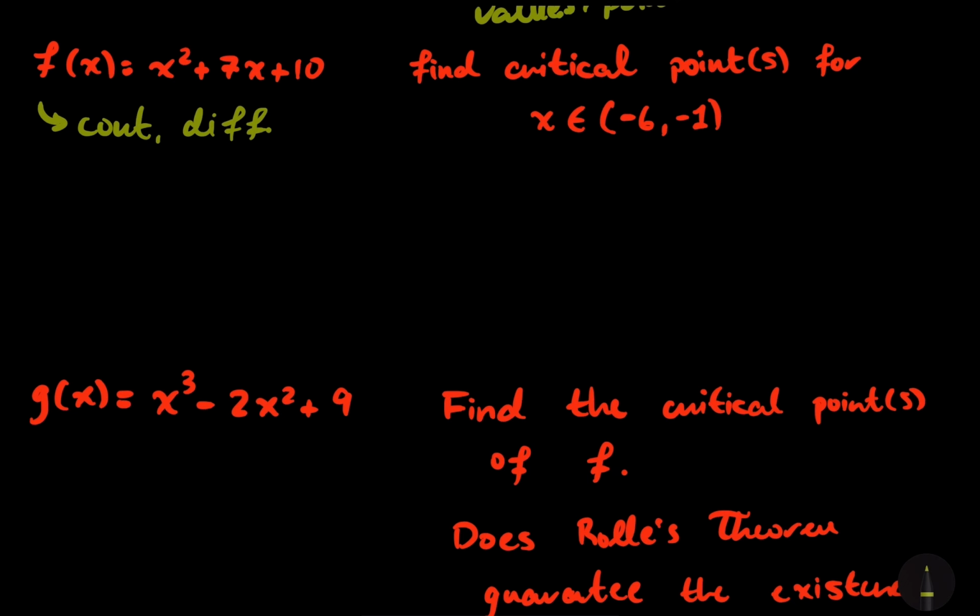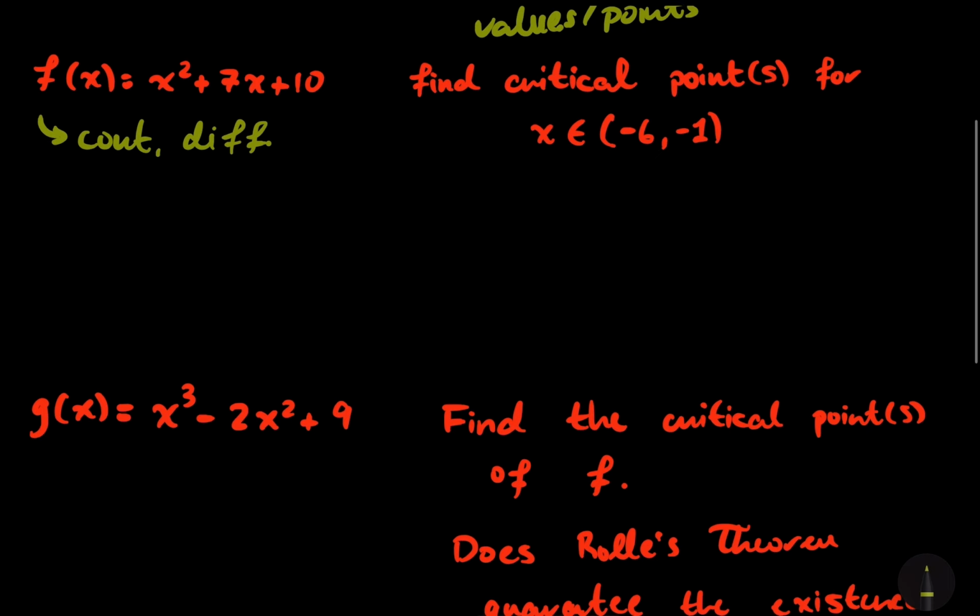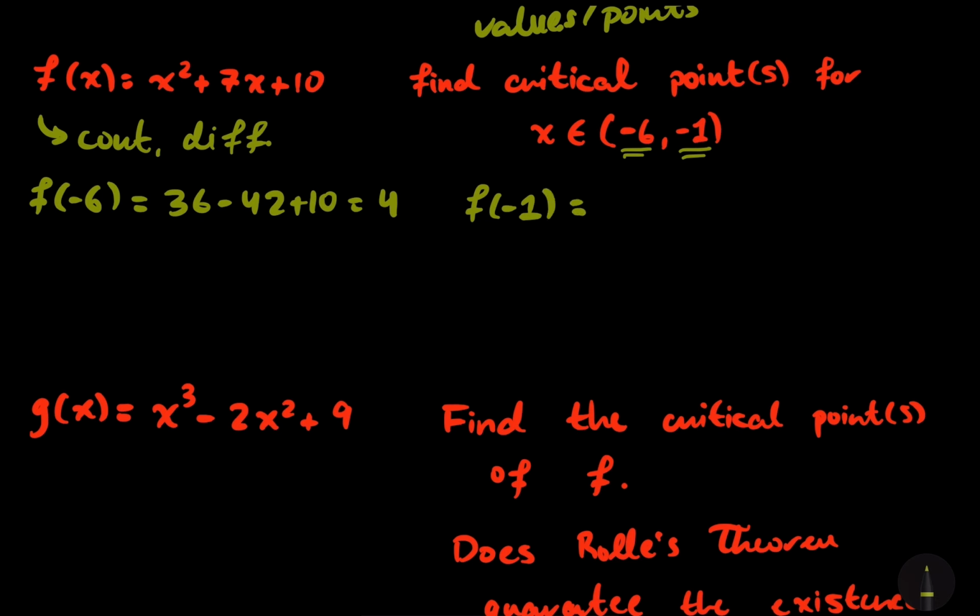And now all that we really have to check for is this endpoint condition. We have to see if f(a) is equal to f(b). And so in this case, our a is going to be -6 and our b is -1. So we need to check if f(-6) is indeed equal to f(-1). And so f(-6) would be 36 minus 42 plus 10, which is going to be +4. And then f(-1) is going to be 1 minus 7 plus 10, which is indeed equal to +4. And so here we have that f(-6) is equal to f(-1).